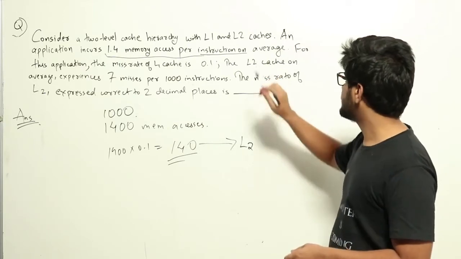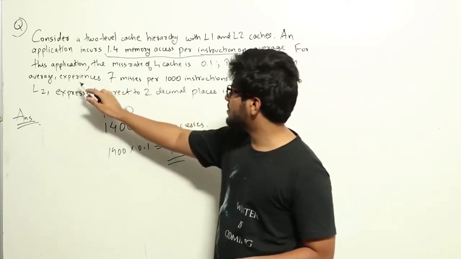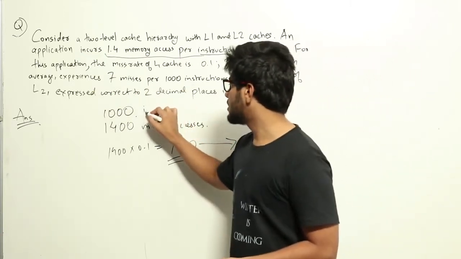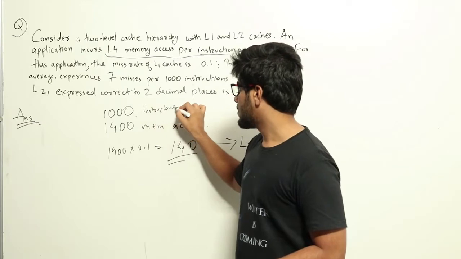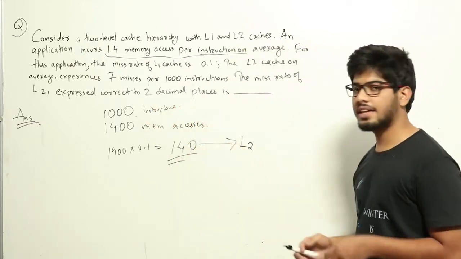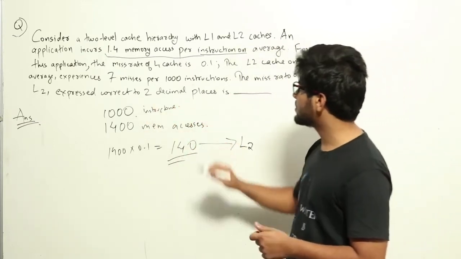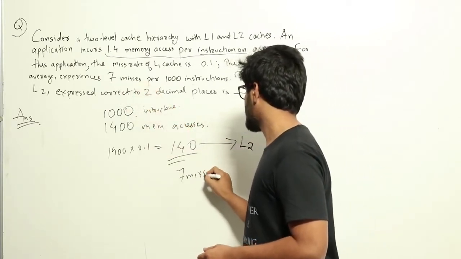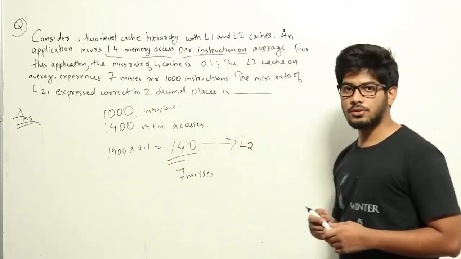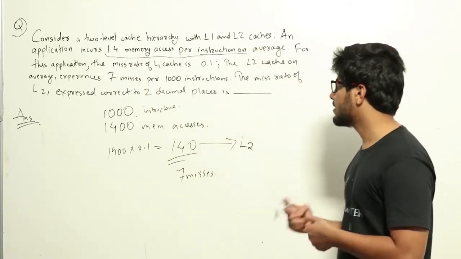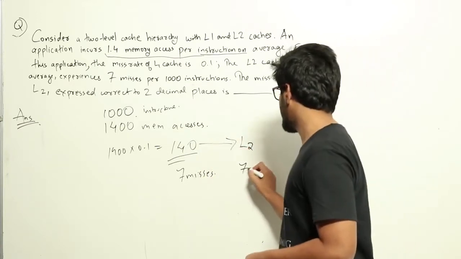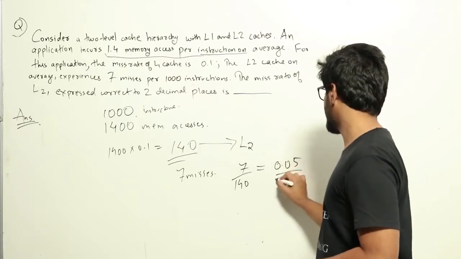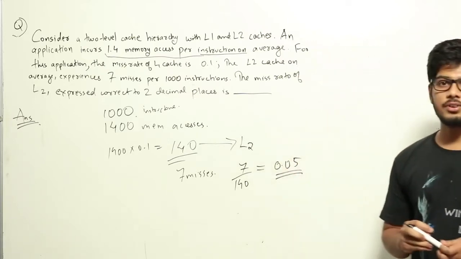And for L2 cache, what they have given us is that it on average experiences 7 misses per 1000 instructions. So in the question, we started with 1000 instructions. Out of 1000 instructions, 140 memory accesses go to L2. And out of this 140, it is said that 7 misses occur. Meaning the miss ratio is 7 out of 140. That's equal to 0.05. This is the miss ratio for L2 cache.